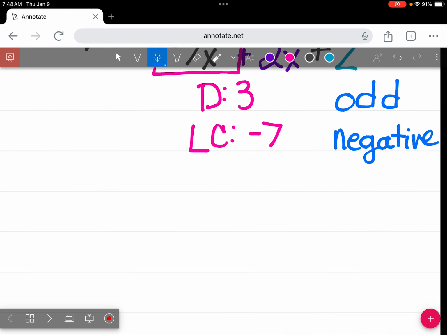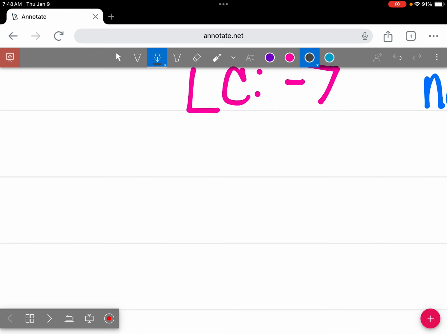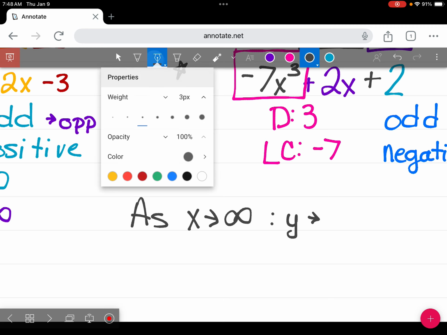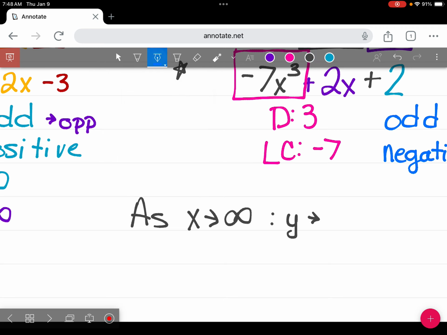That lets us figure out our end behavior. So we know, I am way too close to the edge to start writing right there. And there we go. As x approaches positive infinity, so as we go further and further to the right, it's going to match up with our leading coefficient. So our y's are going to approach what? Yes, negative infinity.